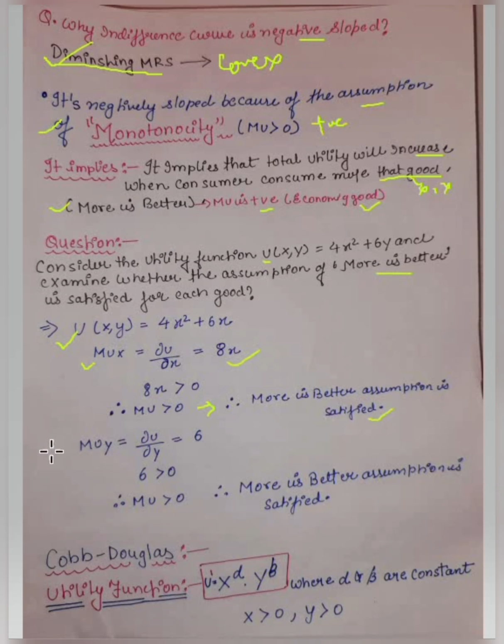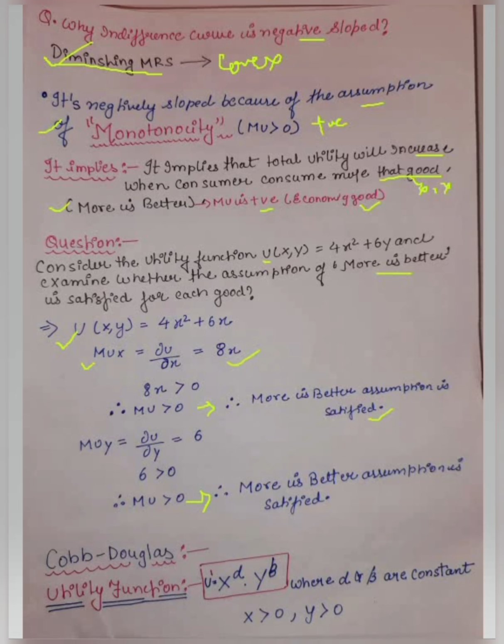We will do the same with marginal utility of y, du by dy. We will differentiate this equation and the result will be 6. So 6 is greater than 0, therefore marginal utility is greater than 0 and the assumption of more is better is satisfied. If suppose we get a negative value, like -2 or something, then you would say that the more is better assumption is not satisfied. So you can do the question likewise with the help of your textbook.